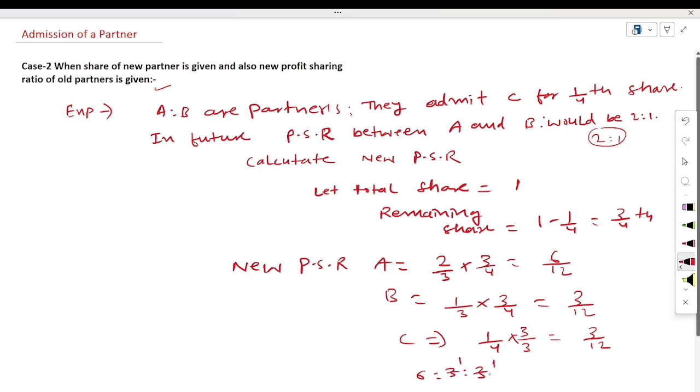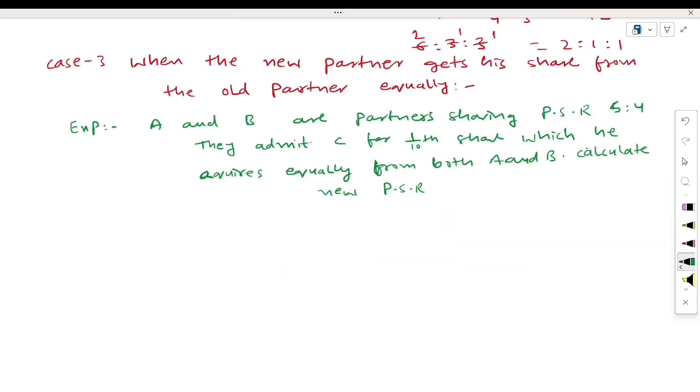We can minimize this also: 2 ratio 1 ratio 1. This is the new profit sharing ratio. It means in this case, the new partner's share is given and the new profit sharing ratio of the old partners is also given, which was 2 ratio 1. Now come to the third case.